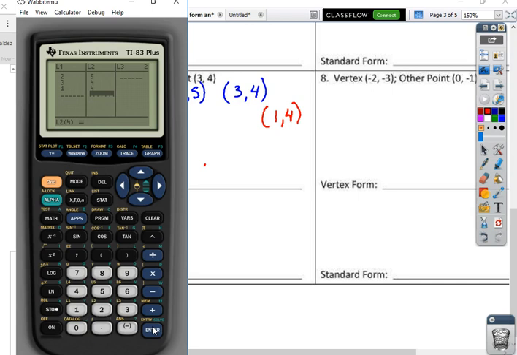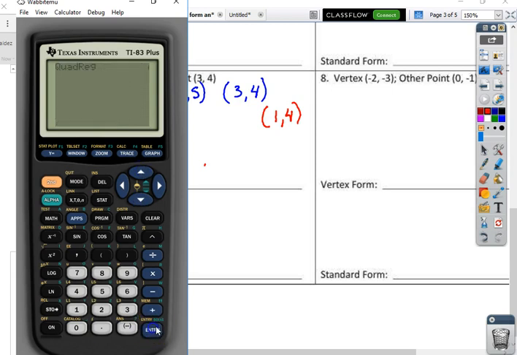Now, once I have the 3 points, I'm going to go back here to Stat. And then I'm going to go to the right to Calc. And I'm going to see which one says quadratic regression. The one that says quadratic regression is 5. So I'm going to go down to 5 and hit enter 2 times.